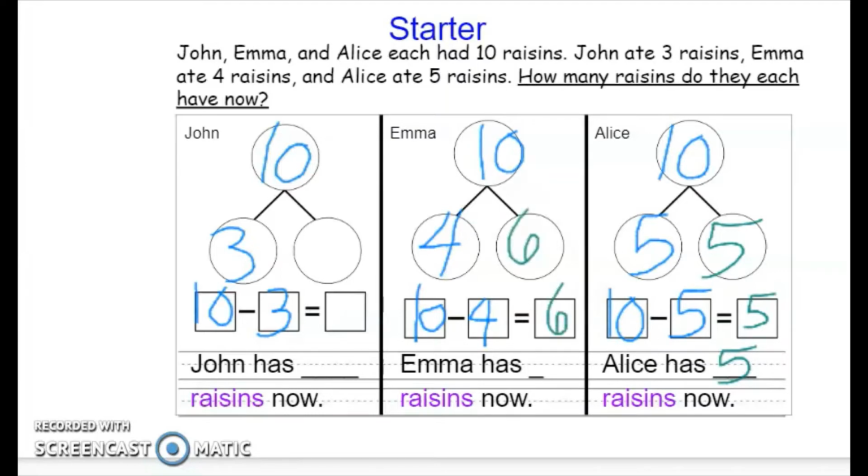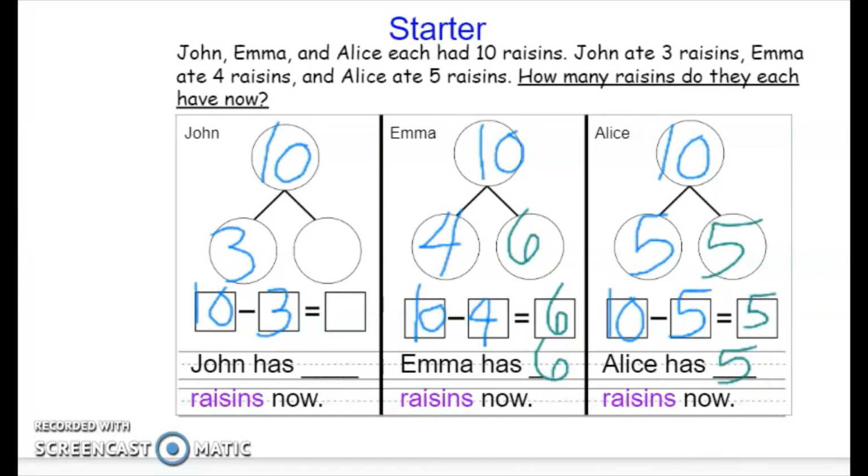Let's fill it into our number sentence as well. Emma has 6 raisins now. 6 is our solution. It's also our part. And raisins is our unit. Great. Let's go ahead and finish up with John.